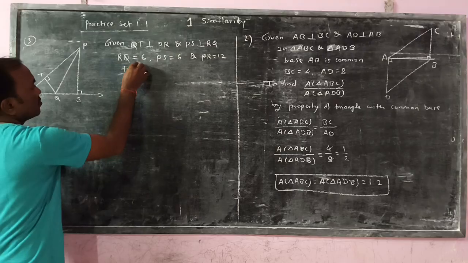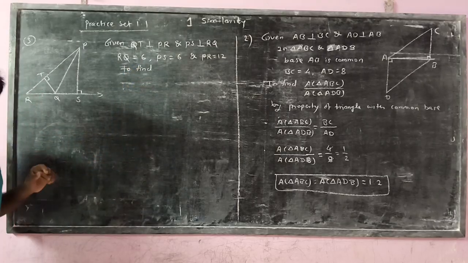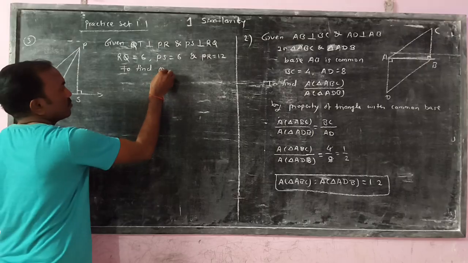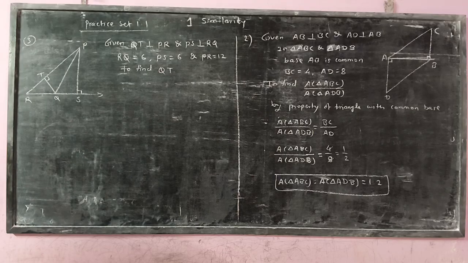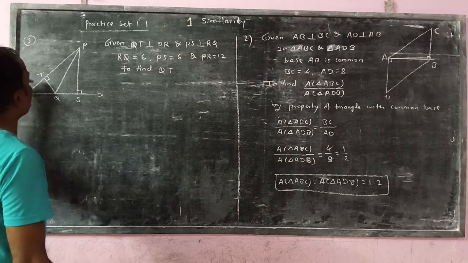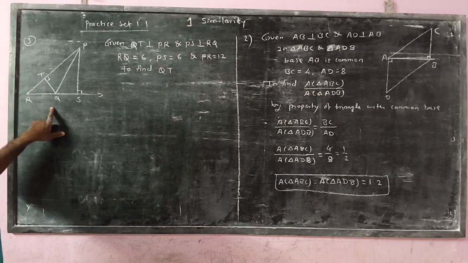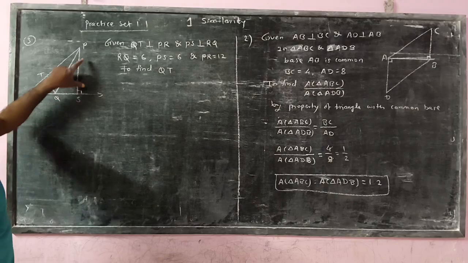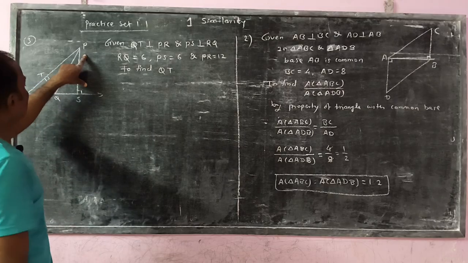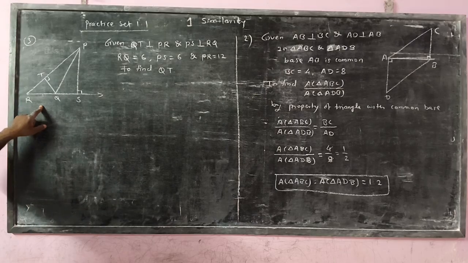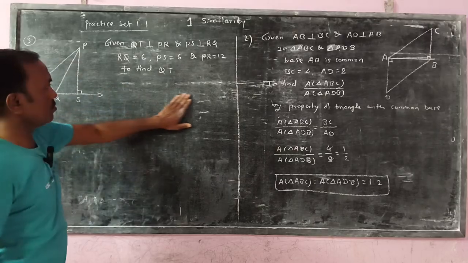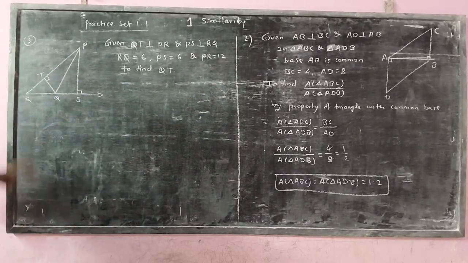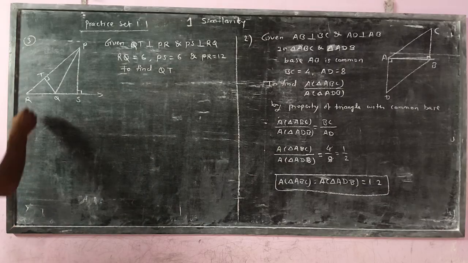Then to find the side QT. Now RQ is given here as 6 centimeters, PS is given here as 6 centimeters, and PR is given here as 12 centimeters. In that case, see on this figure.